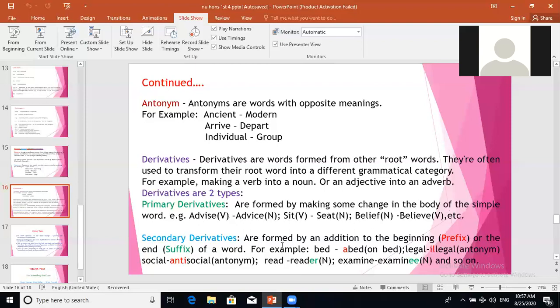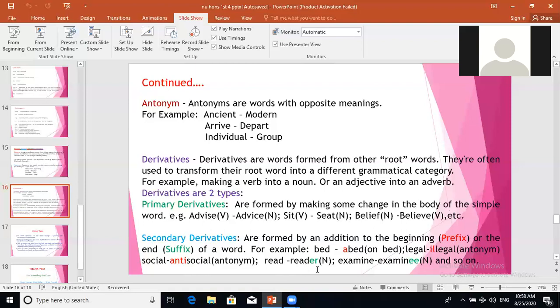Secondary derivatives. Secondary derivatives are formed by an addition to the beginning or end, using prefix and suffix. A prefix is added at the beginning of a word and a suffix at the end of a word. For example, bed, abed. This is the root word bed, abed means on bed. A is the prefix here. Legal, illegal. You see, legal is the root word, il is the prefix here. To make an antonym, we use this prefix. Social, antisocial. Anti is the prefix here. Social is the root word.